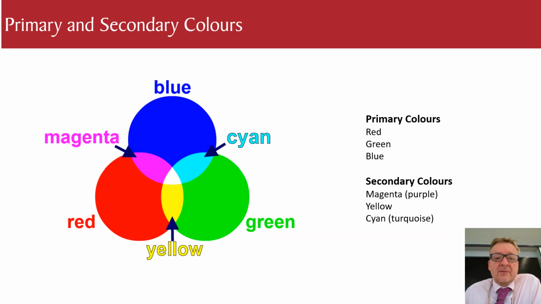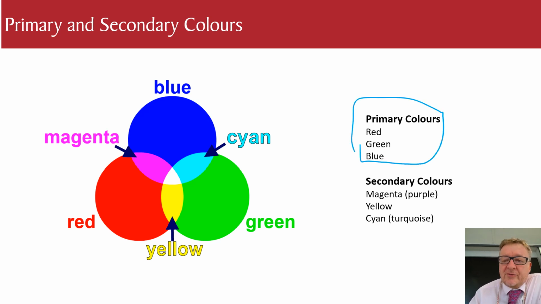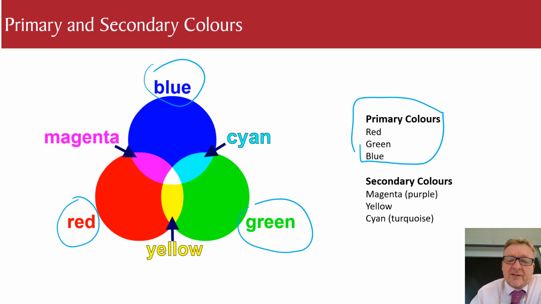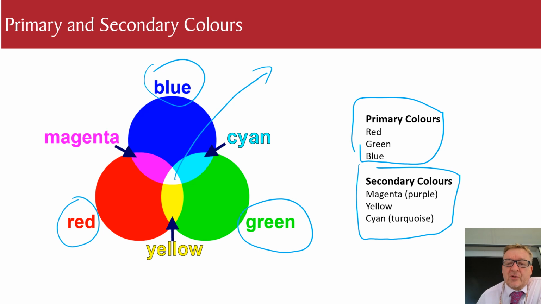Colours. Okay, so what we've got here now is primary and secondary colours. The primary colours are red, green and blue. They are the 3 primary colours. Secondary colours are made up of a combination of 2 of either blue, green, red, and so on, making yellow. The ultimate colour in the middle there is white, and we'll talk about that in a second.